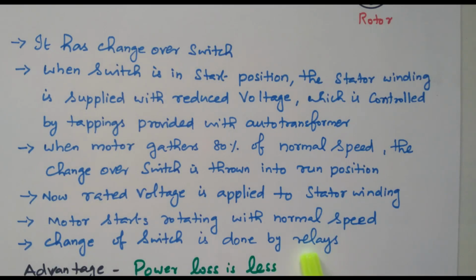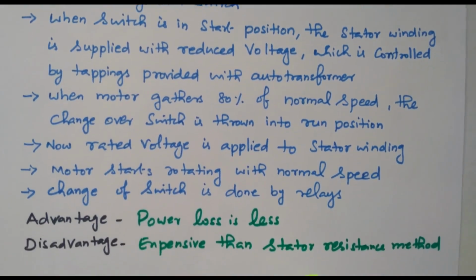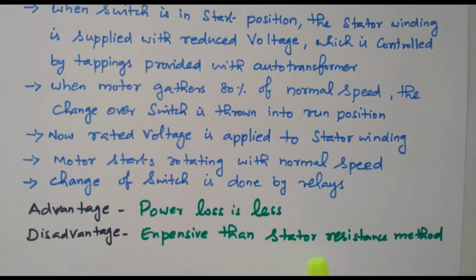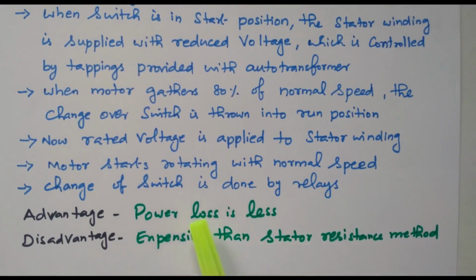Right. So in this method, the auto transformer is used to apply the reduced voltage to the stator, so that the current taken by the stator is also reduced. The main advantage of this method is that power loss is less. In one more method, the stator resistance method, the power will be lost, but here power is not lost.